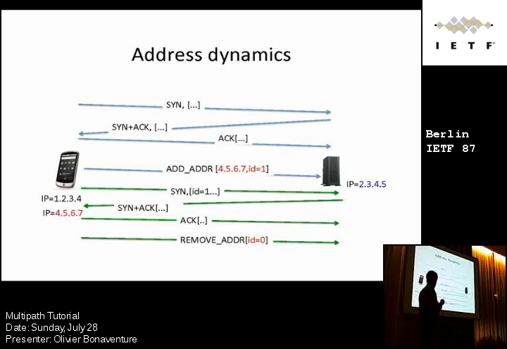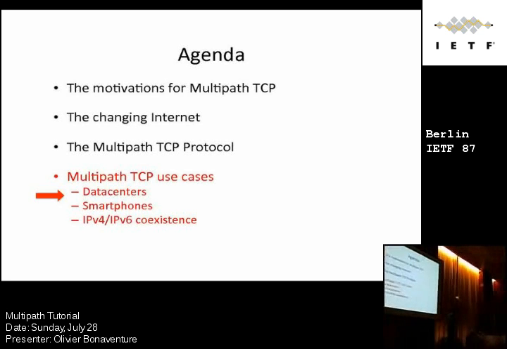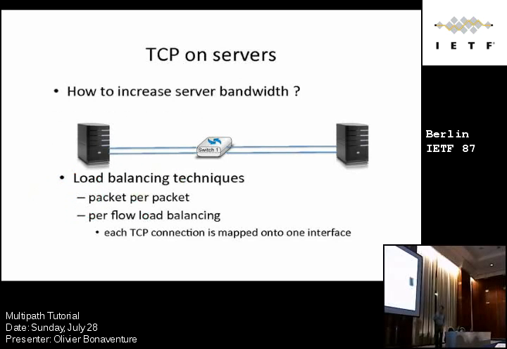So let's go to the use cases now. I have 3 use cases to show you some experiments that have been done with the current Multipath TCP implementation in the Linux kernel. The first is on data centers. This was initially unexpected, to have Multipath TCP in the data centers, but you will see that the results are quite encouraging. The second is on smartphones, and the third is IPv4 and IPv6 coexistence. So first, let's look at data centers.